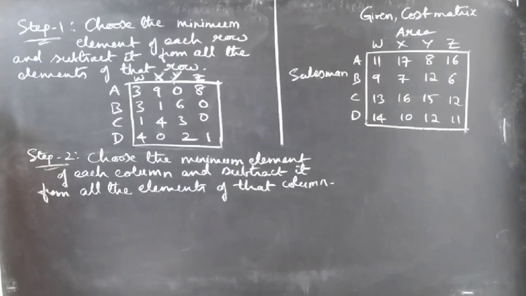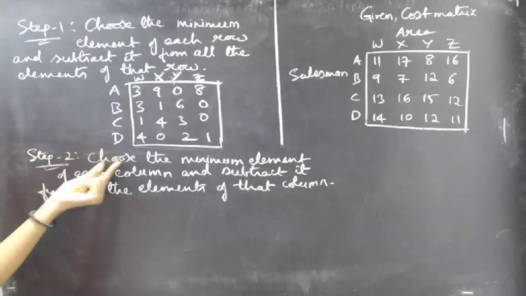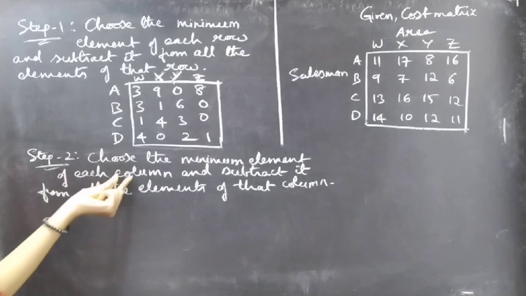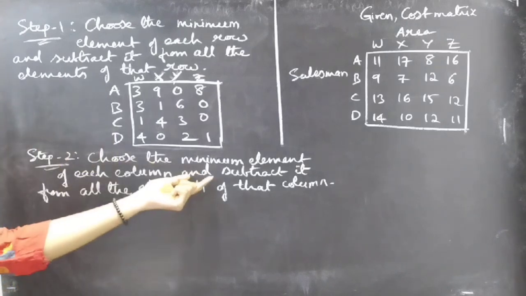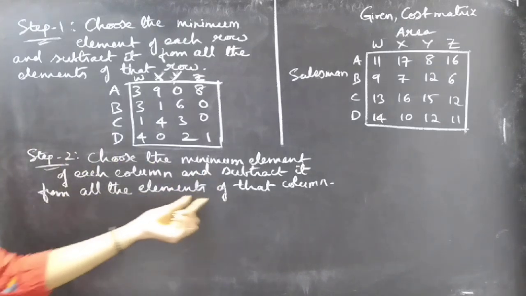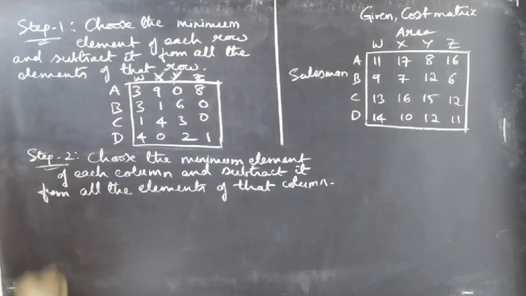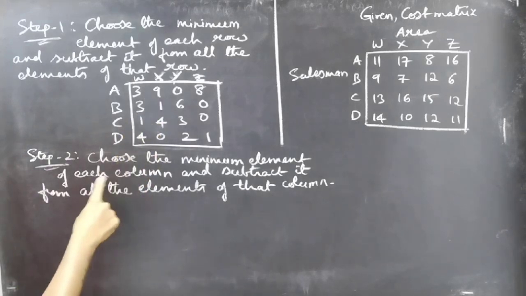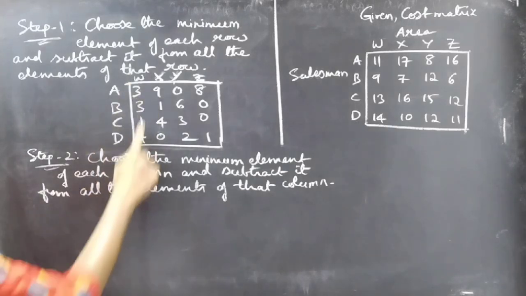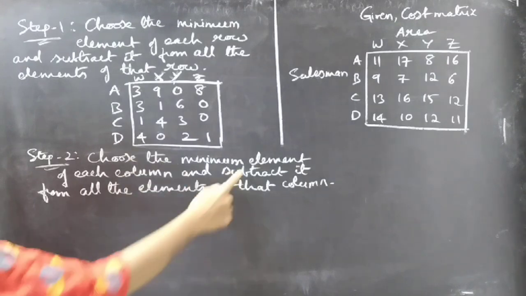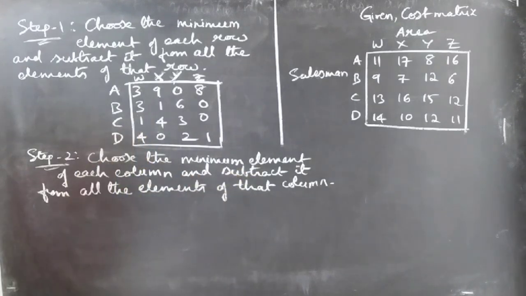Now coming to step 2. In this step, we have to choose the minimum element of each column from the reduced matrix and subtract it from all the elements of that column. So we'll consider the reduced matrix and choose the minimum element of each column, and subtract the minimum element from all the elements of that column.